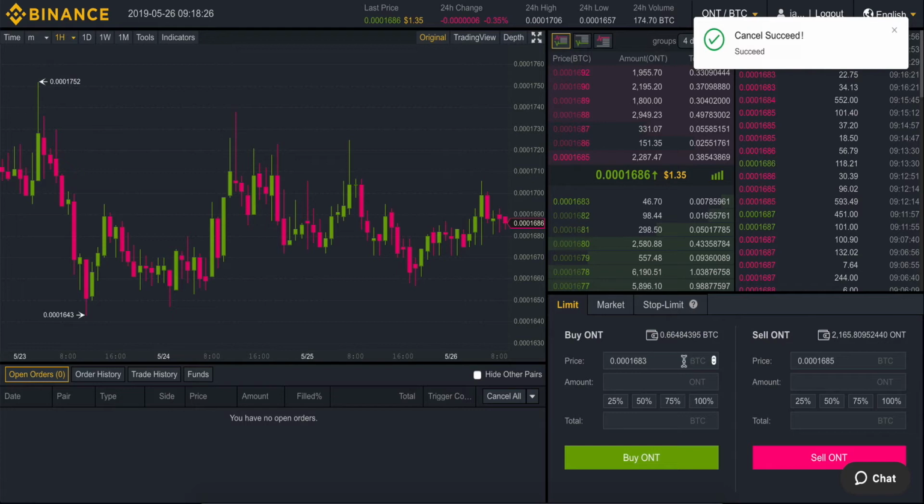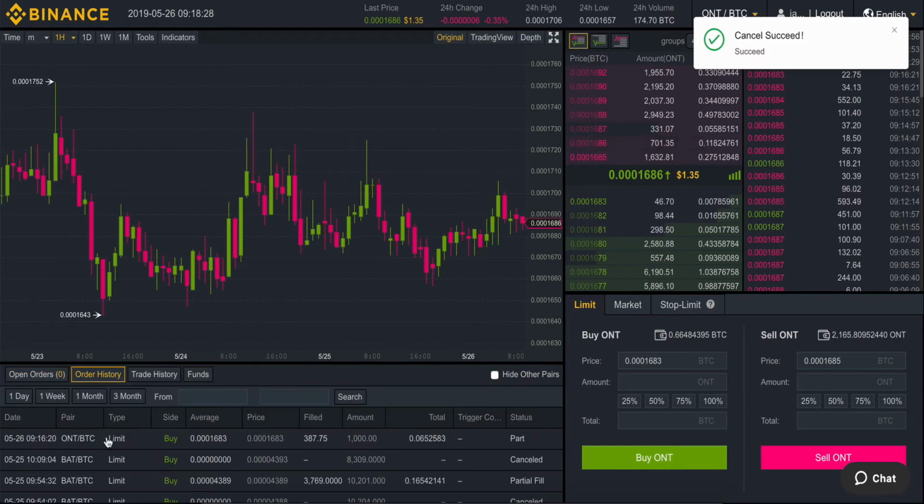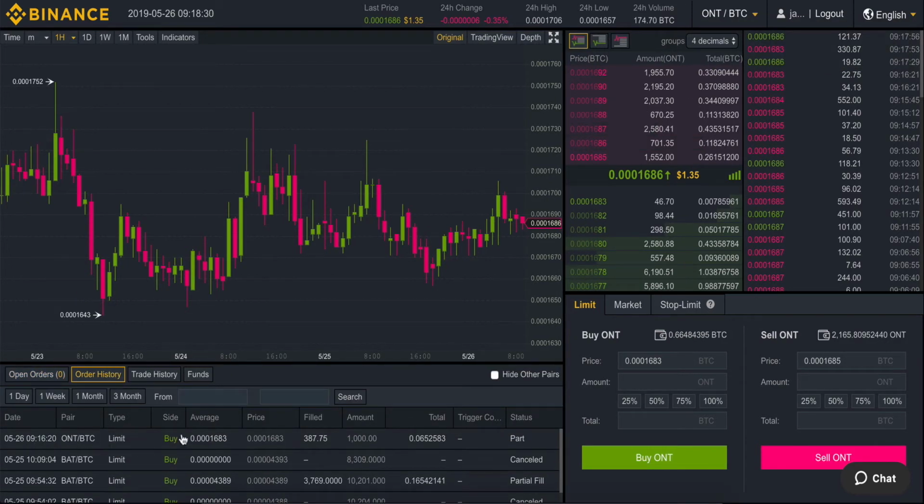So you want to see exactly how much you bought. You can go into order history and you can see ONT here. I actually got 387.75. That's the amount I was able to purchase. So these two numbers are what we're going to need to plug into 3Commas. These two numbers right here, the price we bought it at and the amount filled.